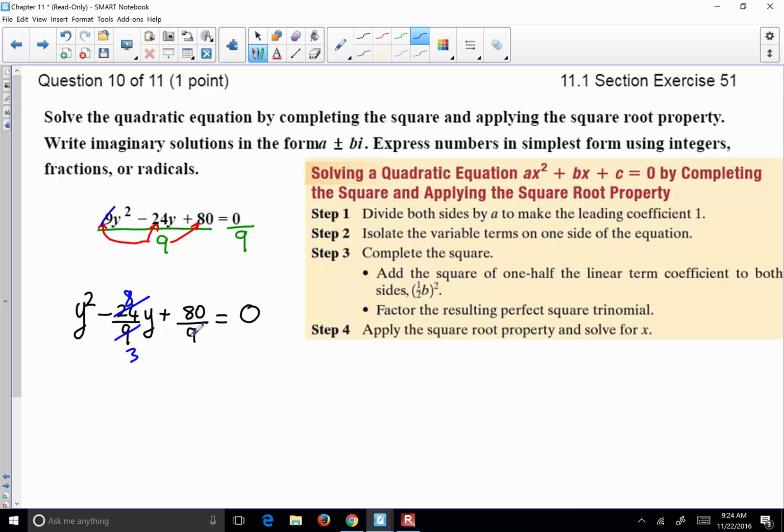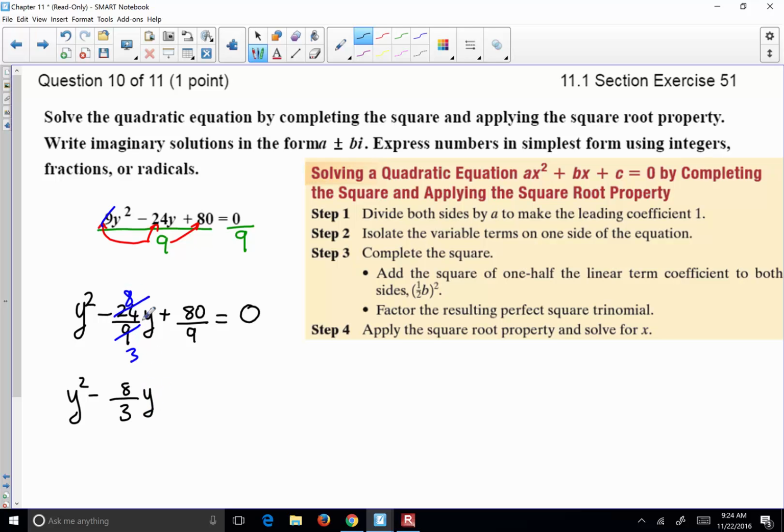How about 80 and 9? Can you reduce them? No. 80 doesn't have any common factor with 9. 80 has 2s and 5s, a lot of 2s and 5, but 9 has only 2 factors, 3 and 3, nothing common, they won't reduce. Okay, I'm okay with that. So this is y squared 8 over 3y.